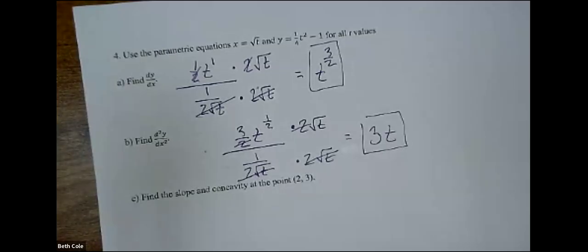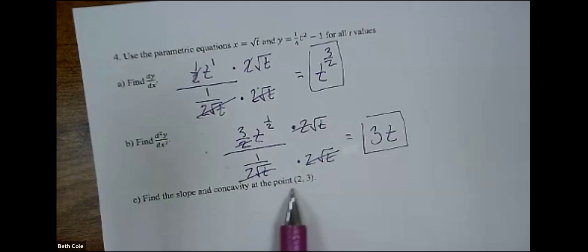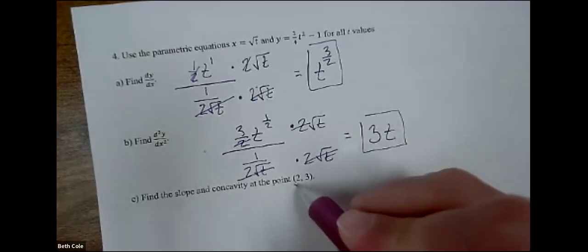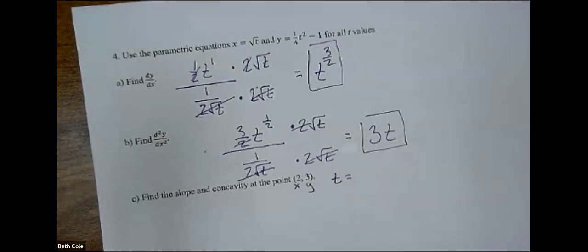Cool. Find the slope and concavity at the point 2, 3. This is in terms of t, though. This is x, and this is y. What on earth is t? That's the first thing that you have to figure out.